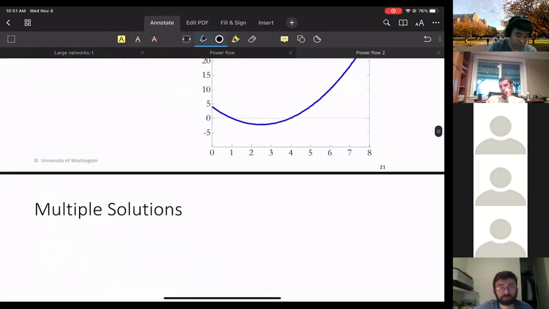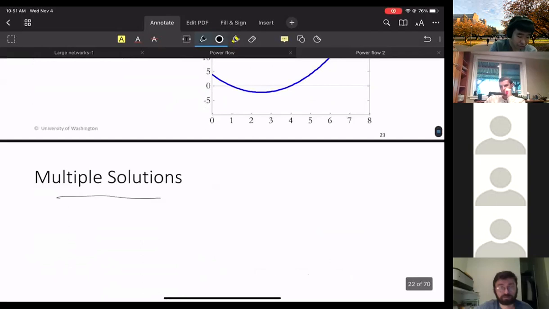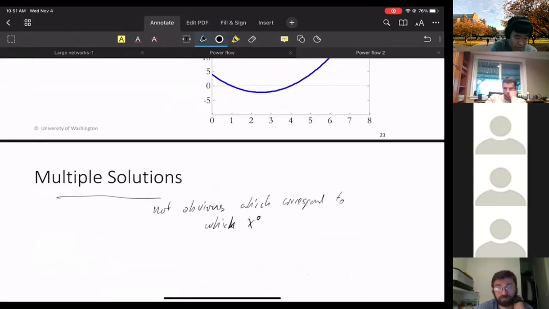The problem with this is you have multiple solutions. So it's not obvious which solution corresponds to which x0. It's not obvious which one you will get. In practice, you may always have a preferable solution, with practical reasons why you like one solution better than the others, but sometimes it's very hard to know which you get.